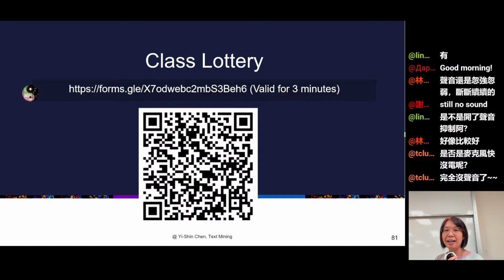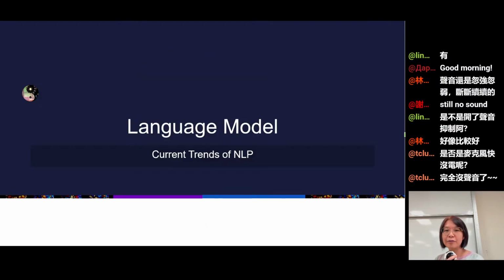Okay, so lottery. I hope that you guys fill in your data. So next, we are going to talk about the most important topic we have today, called the language model. Imagine that all the things we're talking about, like the language model and the transformer, all happened after 2013.